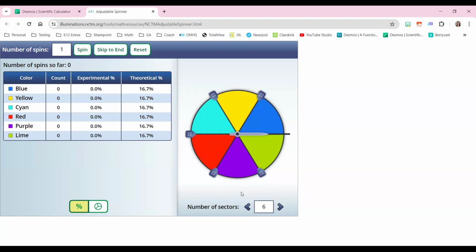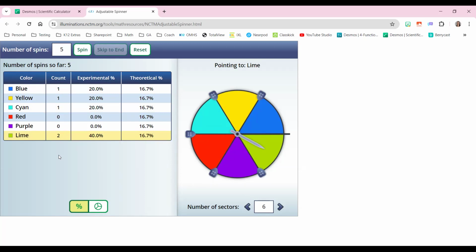But let's do the actual spinning here and see how many times it really occurs so we can discover what our experimental percentage is. Let's go ahead and spin it 5 times. Oh, landed on yellow once. Oh, now it landed on cyan. Oh, now it's on blue. Now it's on green. And now it's on green again.